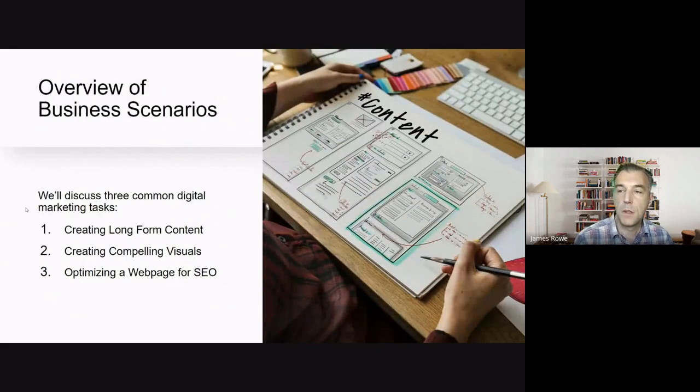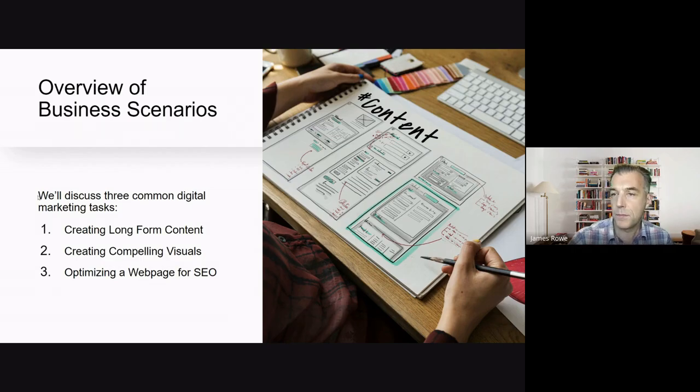Okay, so we're going to talk about three common digital marketing scenarios today. First is creating long form content. These are blogs or articles or other content that you're going to put out and aim for authority so that you can rank within search engines. Then, how to create compelling visuals and images for that content. And finally, once you have the content and visuals available, how do you optimize the page to really get the best results for search engine optimization?